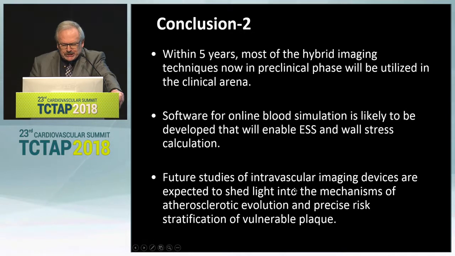So future studies of intravascular imaging devices are expected to shed light into the mechanism of atherosclerosis evolution and precise risk stratification of vulnerable plaque. The future is bright.